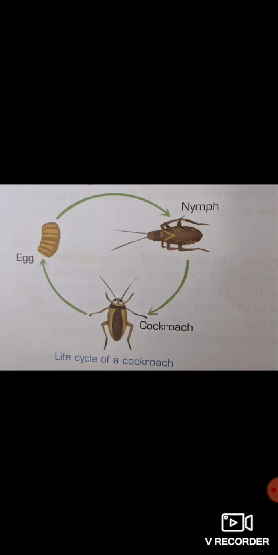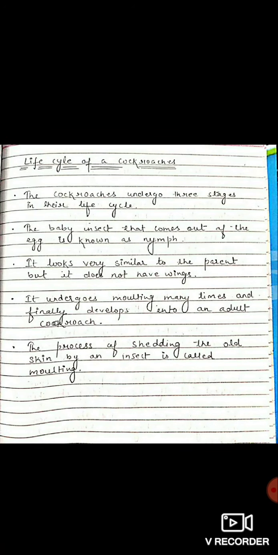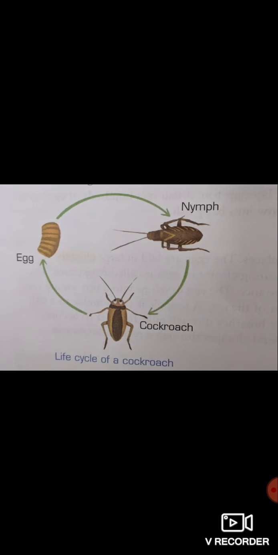After 5 to 6 months, the baby insect that comes out of the egg is known as a nymph. It looks very similar to the parent, but it does not have wings. So what is the difference between the nymph and the parent? The nymph does not have wings, but it undergoes molting many times and finally develops into an adult cockroach.